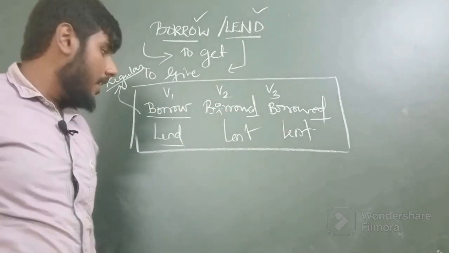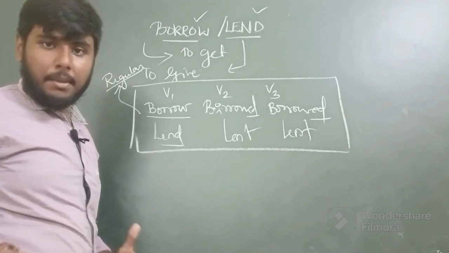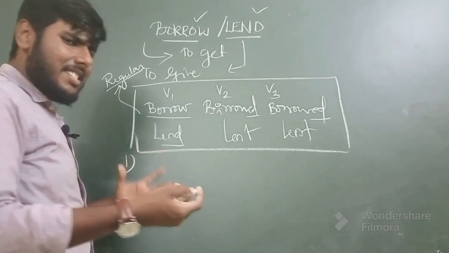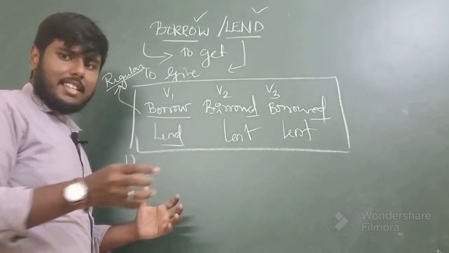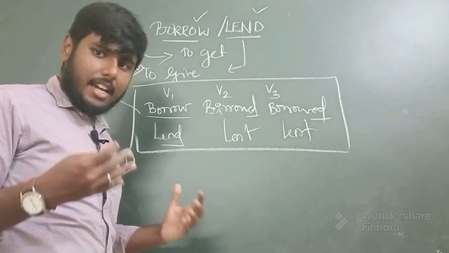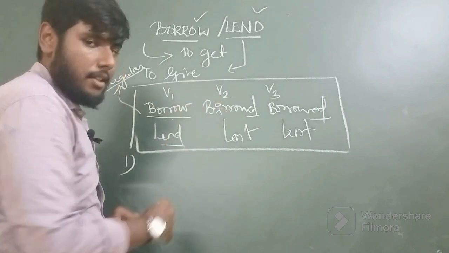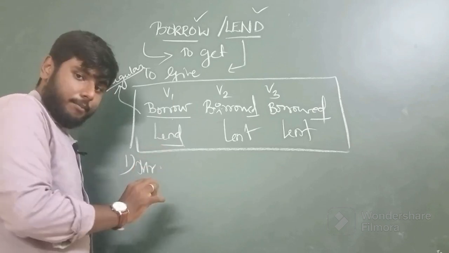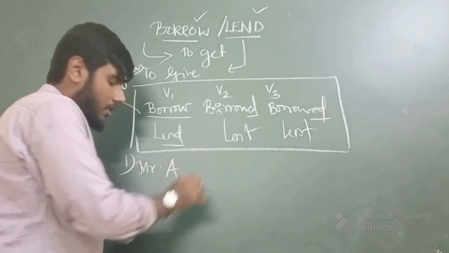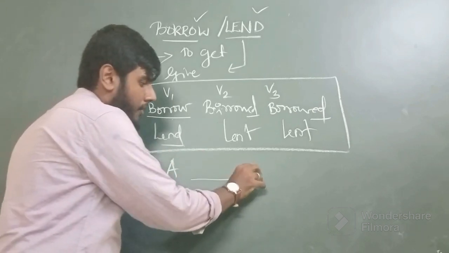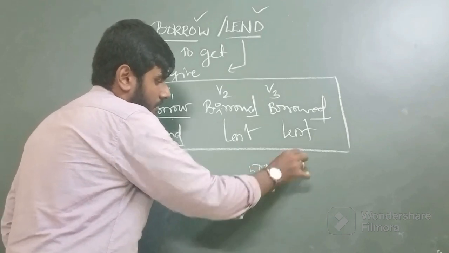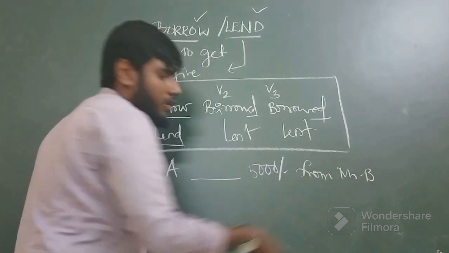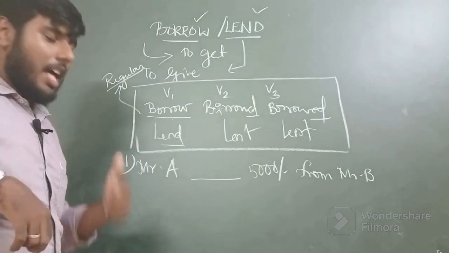Now let's quickly look at a few example sentences. So the first thing that I would like to give you is very simple. We are going to take the same situation that I have already shown you, drawing two figures here on the board. Okay, so Mr. A dash 5,000 rupees from Mr. B. Just try to fill the blank.